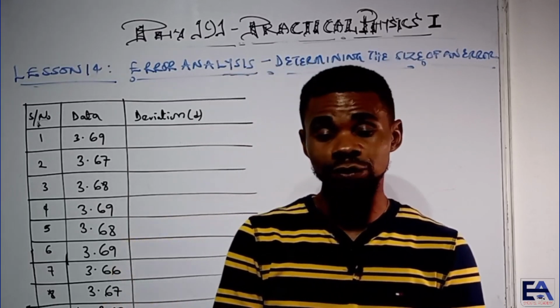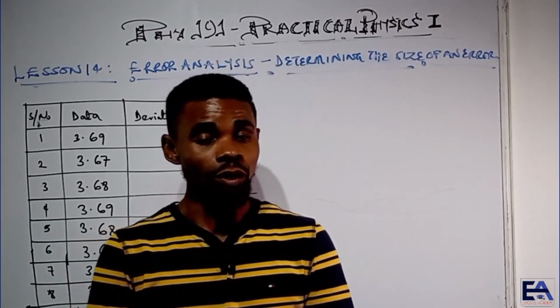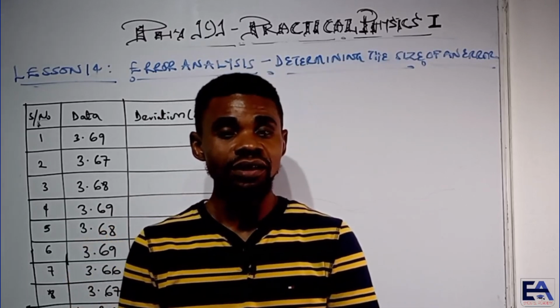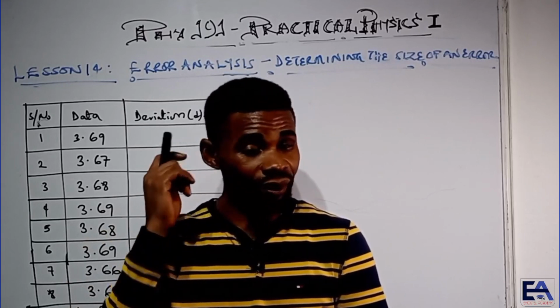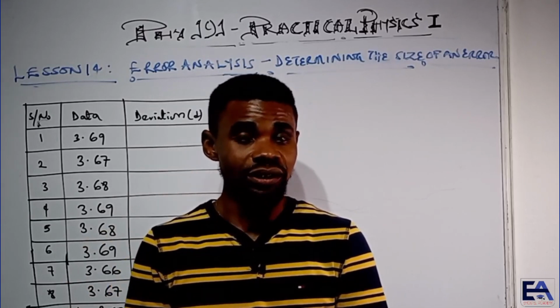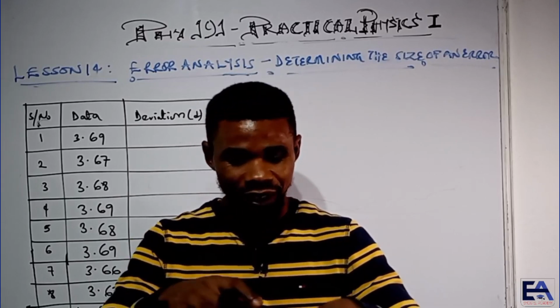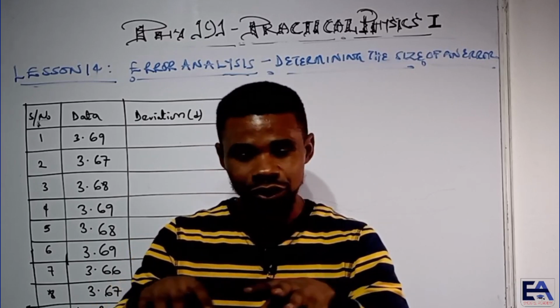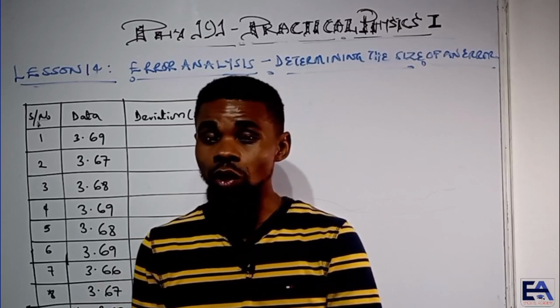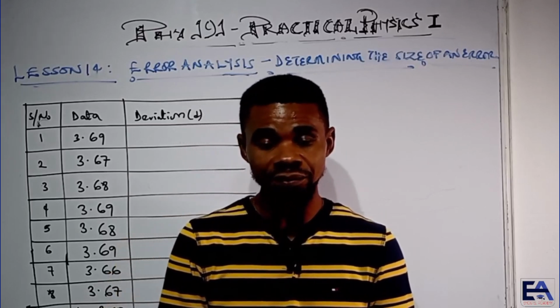So random error, especially the one coming from observational error. How observational random error can be corrected using statistics is what this topic is really centered about, so that we can have some form of range of approximate values that we can work with or that we can relate with.